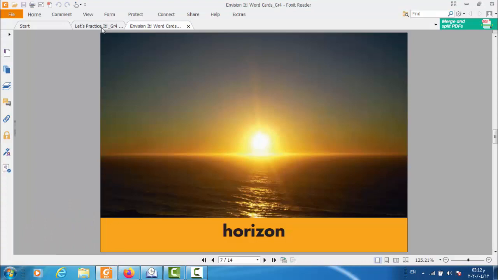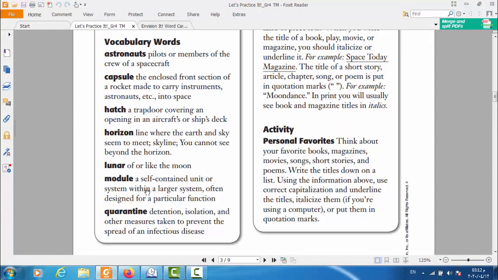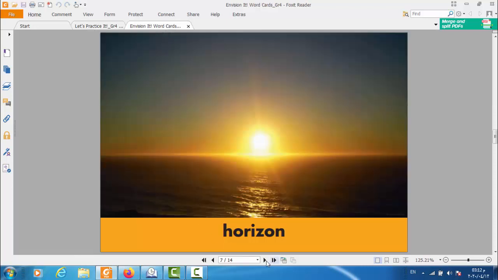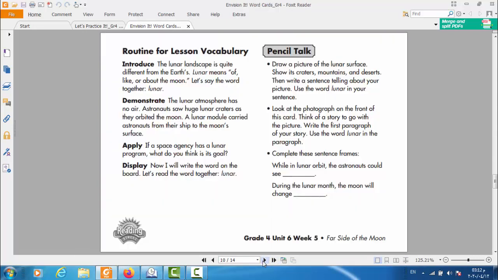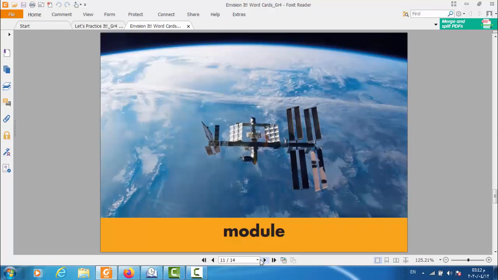What is a module? A module is a self-contained unit or system within a larger system, often designed for a particular function. So this is a module. Like in here, there's the module, for example.